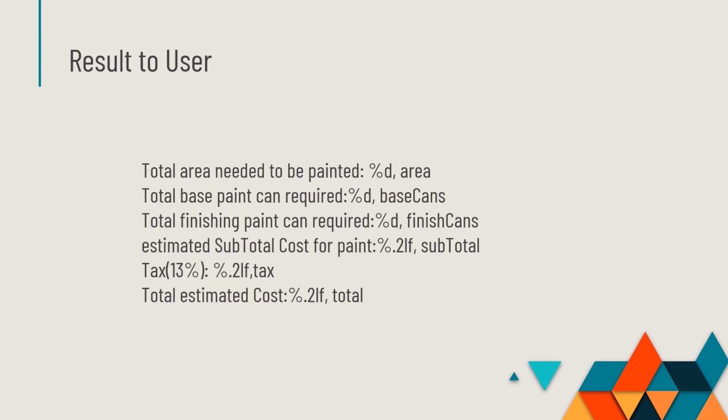The last section will be displaying the result to the user. So on the screen, it will display the total area needed to be painted, the total base paint cans required, the total finishing paint cans required, and the estimated subtotal cost for the paint, as well as the tax. And the last one would be the total estimated cost.